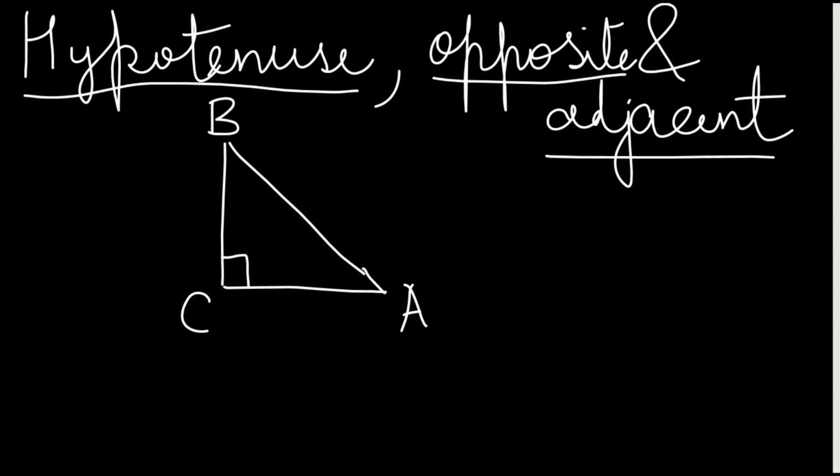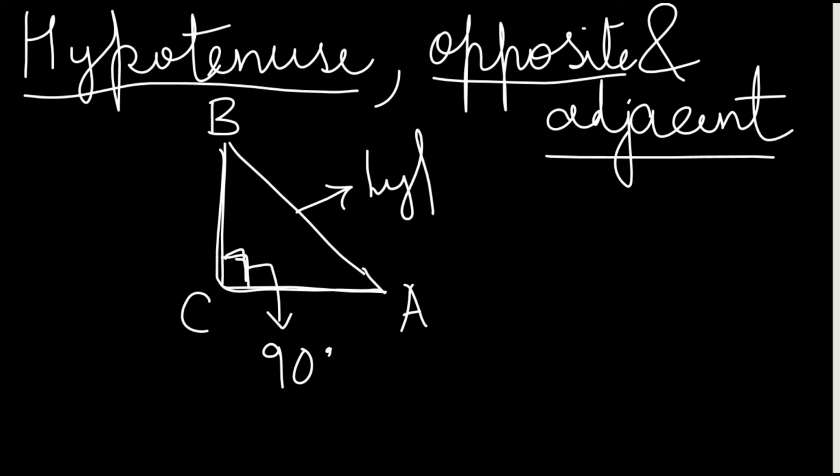So, what is this hypotenuse? The hypotenuse of a right triangle is always the side opposite to the right angle. It is also the longest side of the right angle triangle. So what is a right angle triangle? A right angle triangle is one such type of triangle which has one of its angles at 90 degrees. So this particular angle is at 90 degrees, as you can see here. The side exactly opposite to the 90 degree angle is called the hypotenuse.